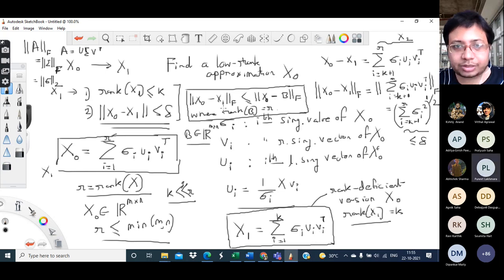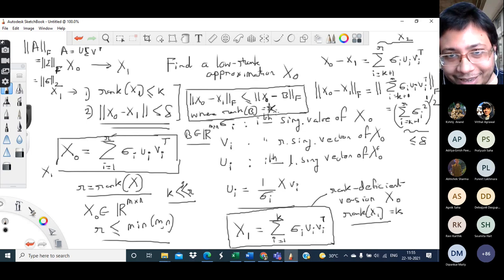Sir, is B of rank R or rank K? Sorry, rank K. I'm sorry. Yes, rank K. Thanks for pointing out. Sorry, R is the original rank of the matrix X naught. X1 is a rank K matrix. So basically what I am trying to say is that X1 is a rank K matrix.